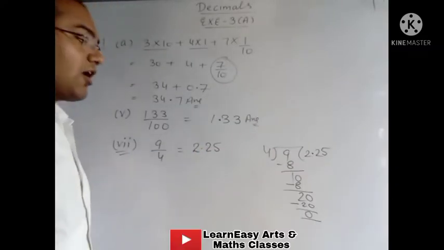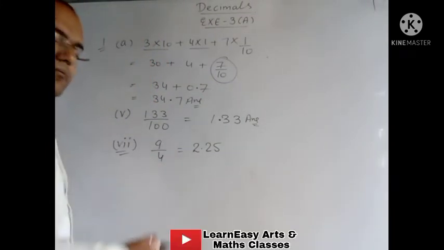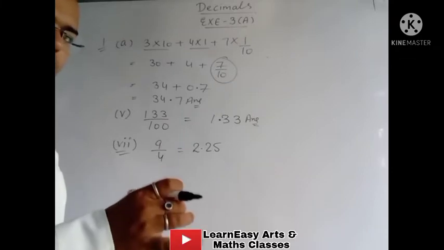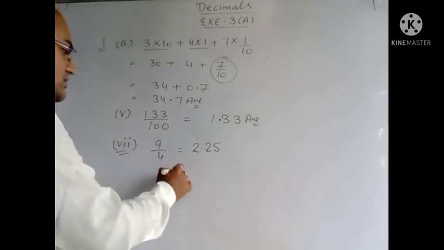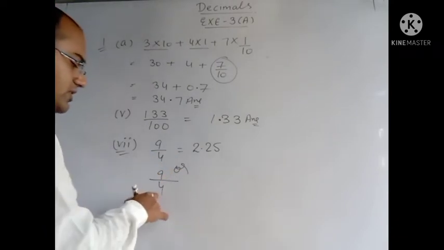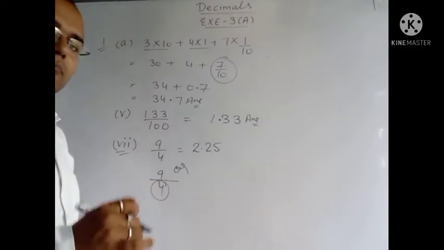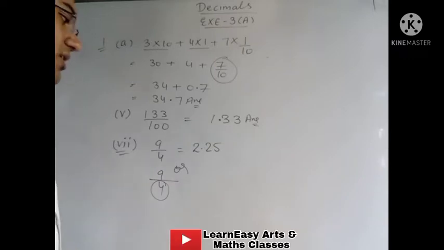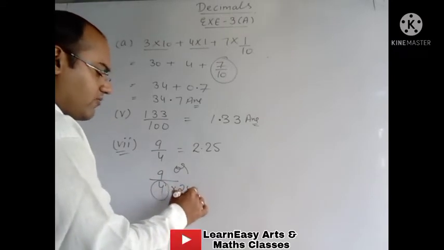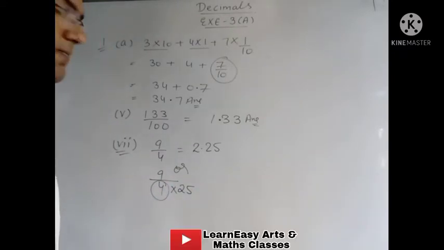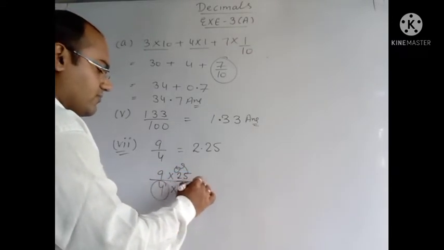Now another method, how can you do it? In the denominator we can make 10, 100 or 1000, whichever is possible. As here the fraction is 9 upon 4, what is given in the denominator? 4. In the table of 4, 10 will not come, but 100 will come. How many times will 100 come in the table of 4? 4 into 25, 4 25s are 100. So in the numerator also you have to multiply with 25.